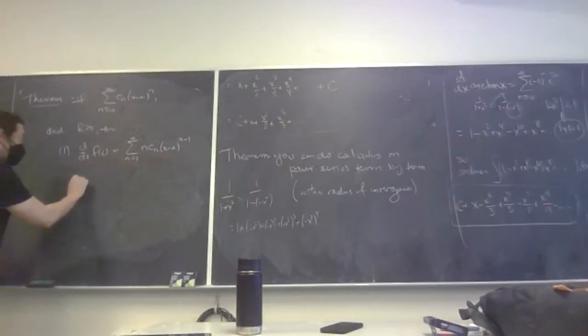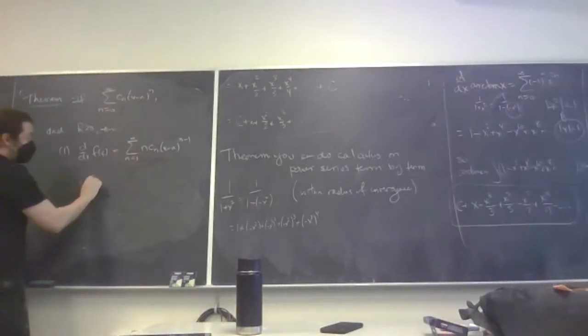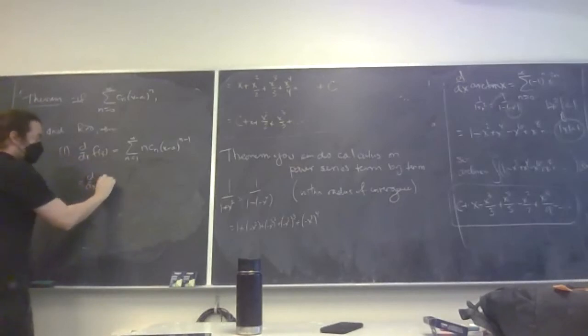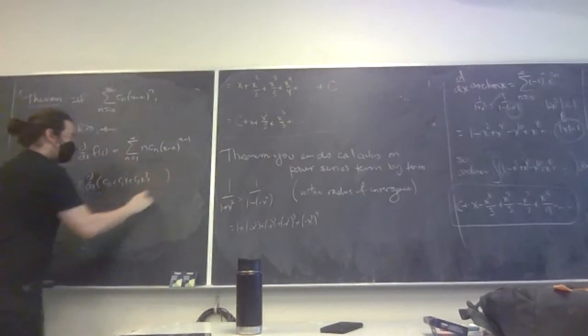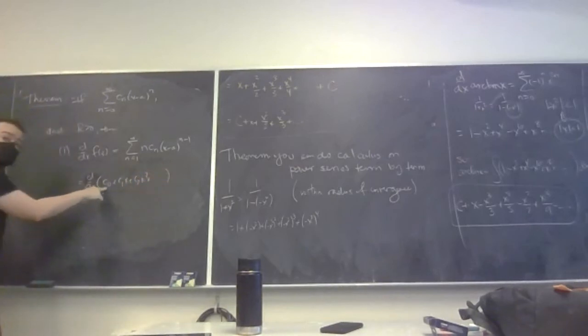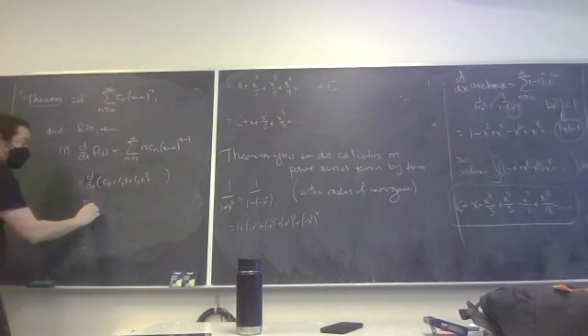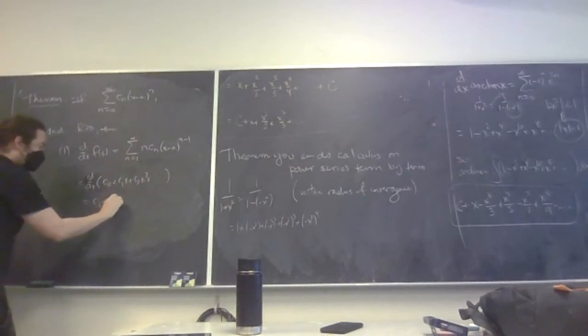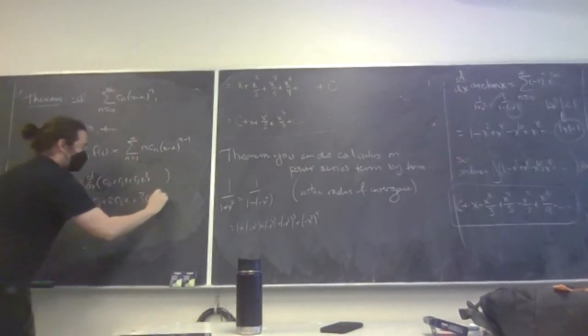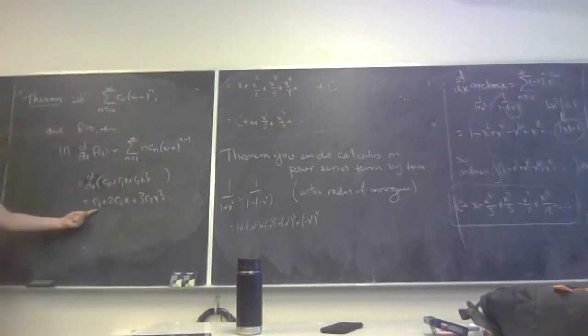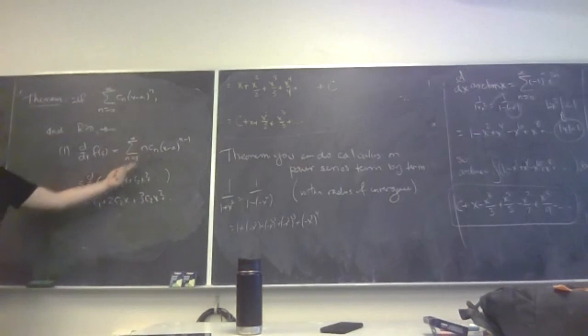But likewise, you could also write, if you want, d by dx of C0 plus C1x plus C2x squared and so on, where the C0 gets destroyed because it's a constant. You get a C1 and a 2C2x and a 3C3x squared. That formula and this formula are the same. So this is a giant polynomial. Treat it like a giant polynomial.